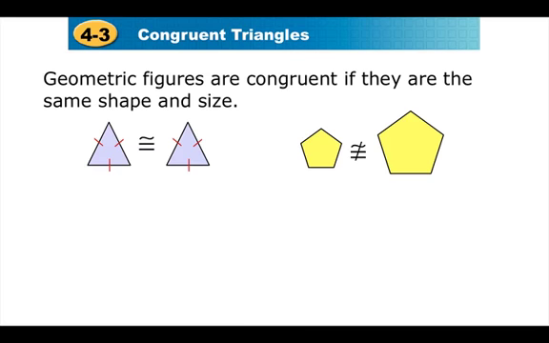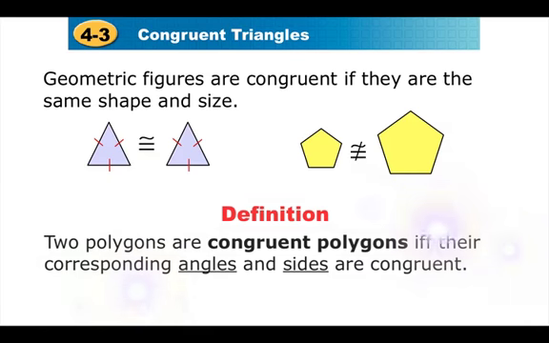Let's formally define congruent polygons. And here it is. 2 polygons are congruent if and only if their corresponding angles and sides are congruent. Very important definition. Moving on to the next slide.